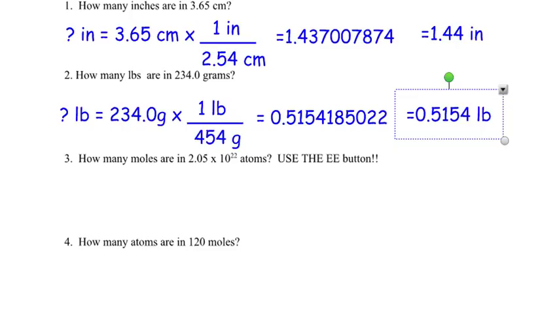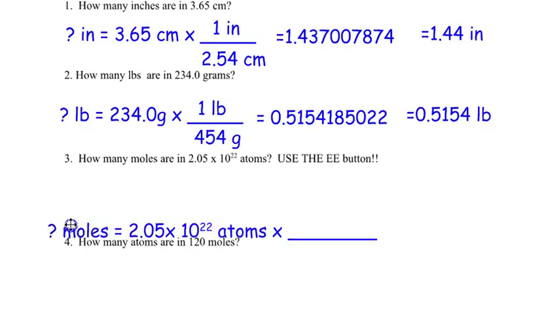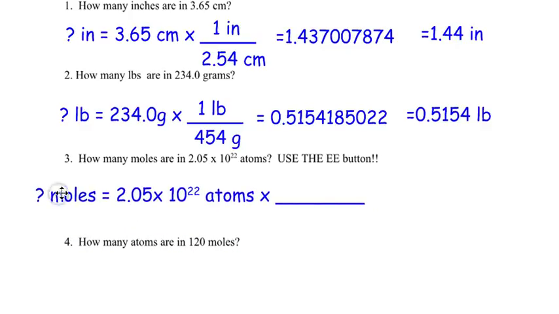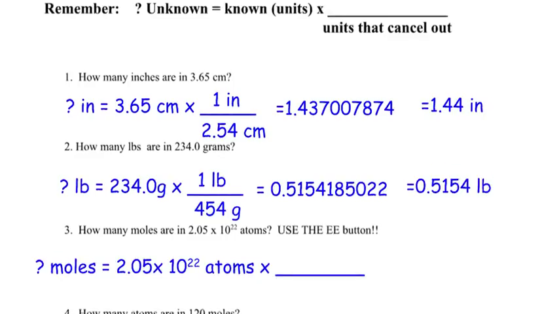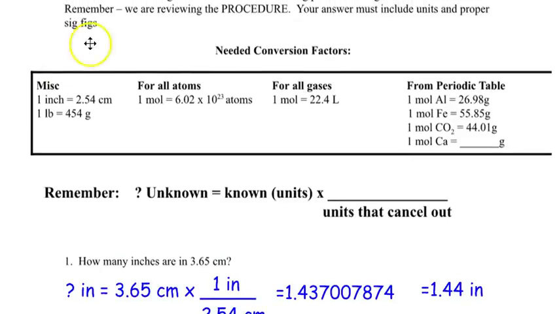So let's go ahead and see how this problem is going to work. It's just like all these other problems that we've been doing. So question mark moles, that's what I'm looking for. Here's my given with my units. Now what has to go on the bottom? It's going to be atoms. So scroll up, okay, and here we go for all atoms right here. So we have 6.02 times 10 to the 23rd atoms equals 1 mole.